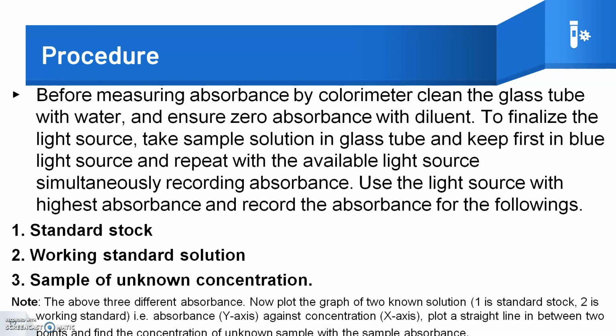Then measure the absorbance of the standard stock solution, the working standard solution, and the sample of unknown concentration. First is the standard stock solution, then the working standard solution, and then the sample of unknown concentration. Note, for the calculation of this experiment, use the above 3 different absorbances. Now plot a graph of the two known solutions, the standard stock solution and the working standard, with absorbance on the y-axis and concentration on the x-axis. Plot a straight line between the 2 points and find the concentration of the unknown sample from the sample absorbance.